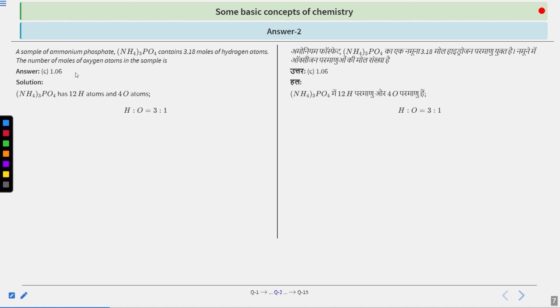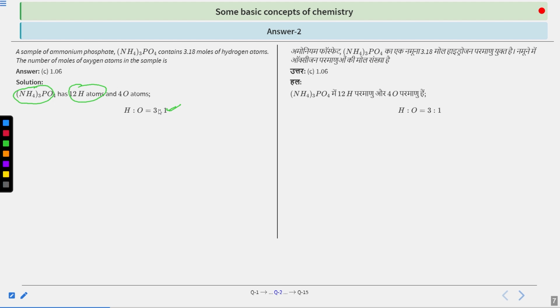If you look at the explanation, it goes this way. Suppose we take 1 molecule of ammonium phosphate, then it will have 12 hydrogen atoms. Very simple, 4 times 3 is 12. And 4 oxygen atoms, because oxygen has a stoichiometric coefficient of 4. So the ratio of H to O will be 12 is to 4, that finally reduces to 3 is to 1 as a simple ratio.